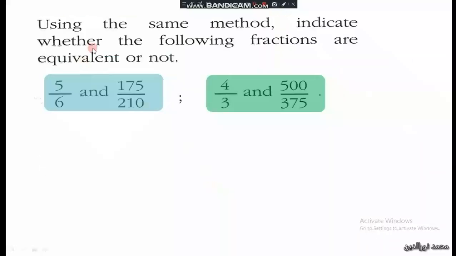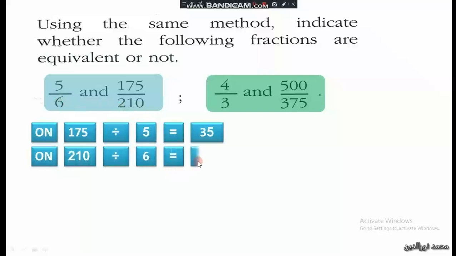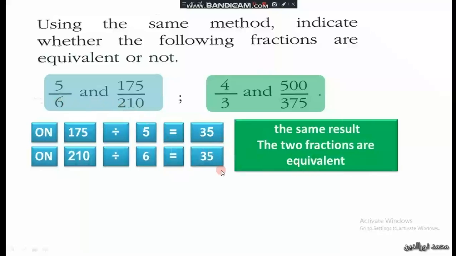So using the same method, indicate whether the following fractions are equivalent or not. Here we have to turn on the calculator and divide 175 by 5 and the quotient is 35. And then 210 divided by 6 and the quotient is 35. So in this case we got the same results, so these two fractions are equivalent.